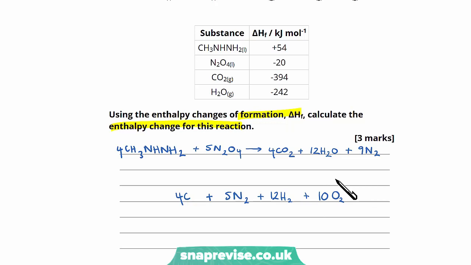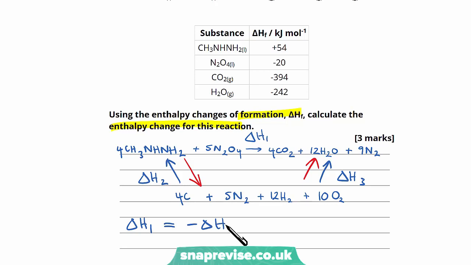So now I'm going to go ahead and draw in the arrows. So we're showing the formation of that and the formation of that. We can go ahead and label our arrows now. So we've got delta H1, which is what we're trying to calculate, the enthalpy change of the reaction, delta H2, and delta H3. So you can see that we're going to want to calculate delta H1, which will require us to do this and this, meaning we'll need the negative of delta H2 and the positive of delta H3. So delta H1 is equal to negative delta H2 plus delta H3.